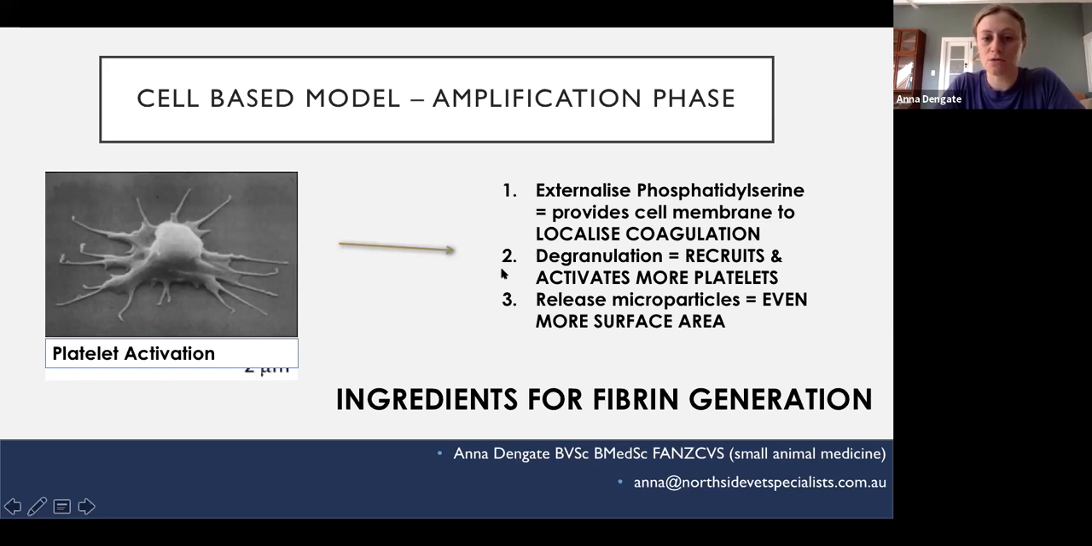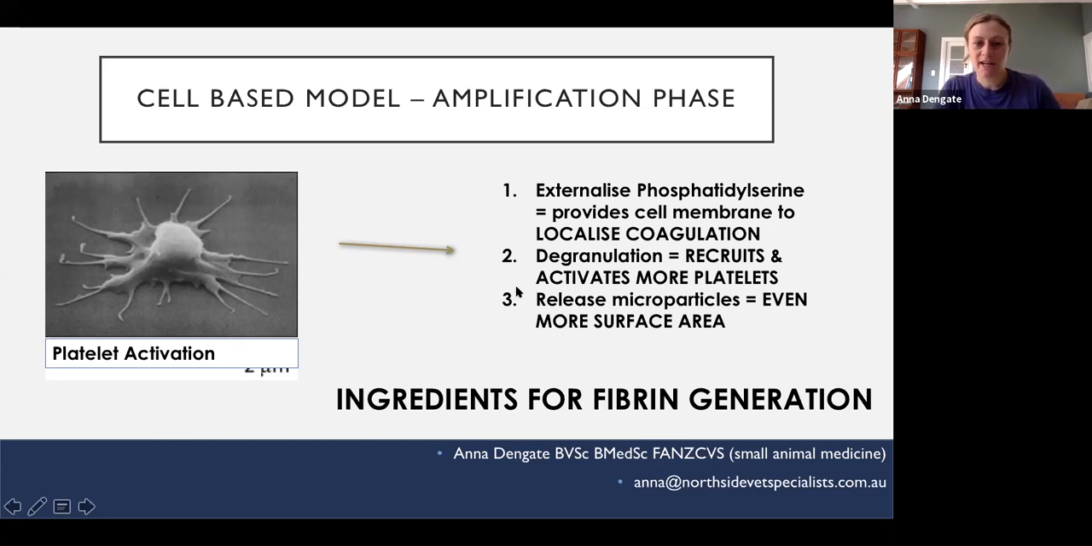The other thing that platelets do is degranulate. So they recruit and activate more platelets to the site of the injury, again providing more surface area for clotting to occur on. And interestingly, and a little bit scarily, platelets snap off the ends of these tentacles in little microparticles, so tiny little platelets. They release those into circulation just to increase the amount of clotting factors being produced and increase the amount of surface area for clotting to occur on, but this is not localized.